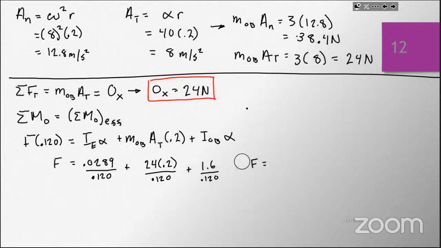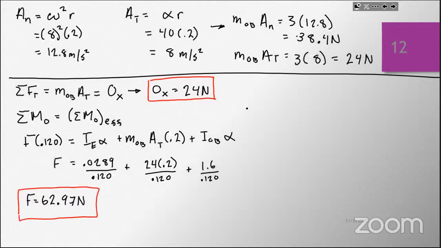You know what, I'm going to actually do this under here. So that force is 62.97 newtons. Now all we need is the y direction reaction force. And since the only thing left for us to do is sum our forces in the normal direction, that's what we're going to do. We're going to sum the forces in the normal. This is equal to the mass of OB times the acceleration in the normal direction.